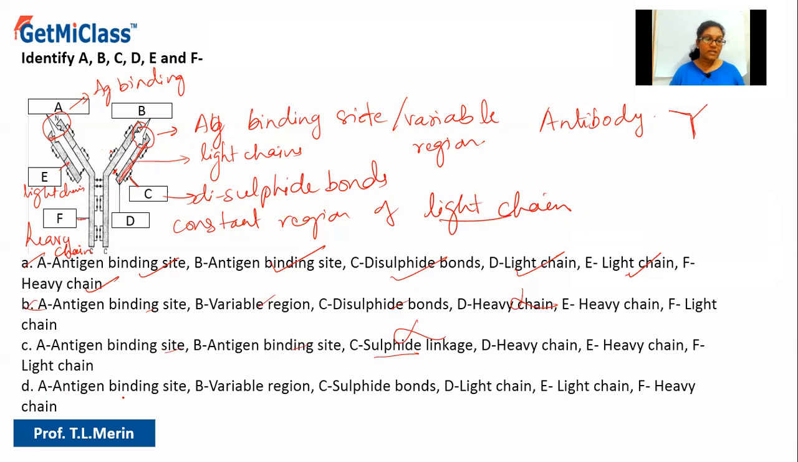Option D says A is antigen binding site. B is variable. Correct. C is sulfide bonds. No, it is disulfide bond. So that's how we can mark that option A is the correct answer. Let us conclude. The answer is option A.